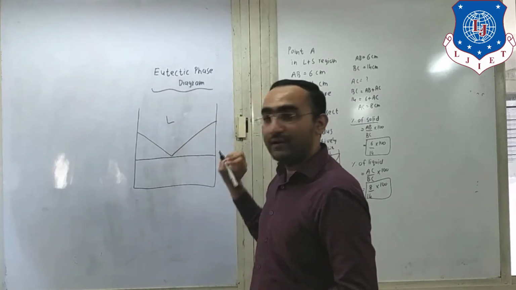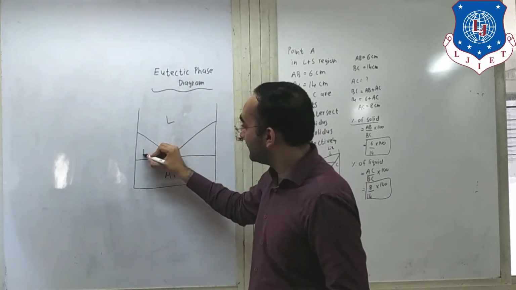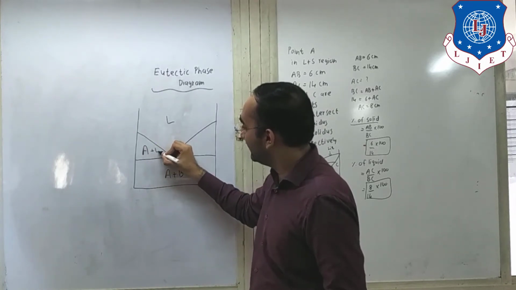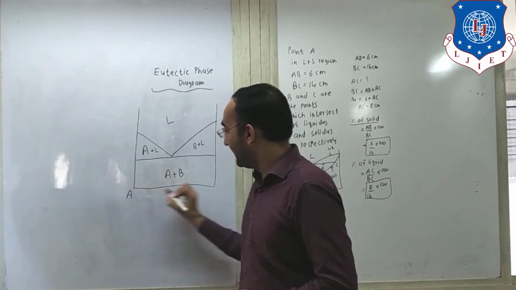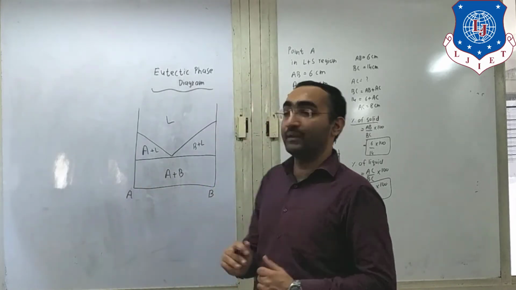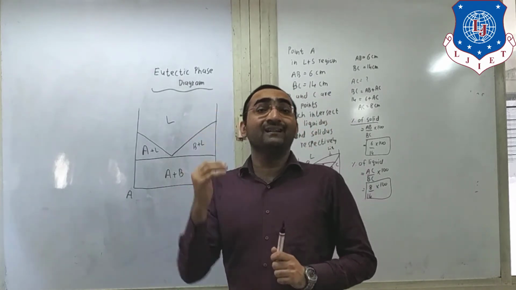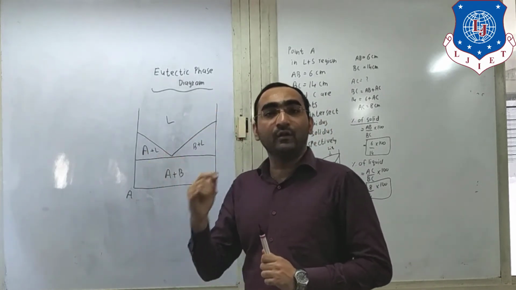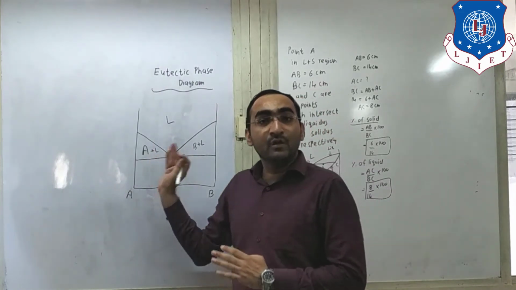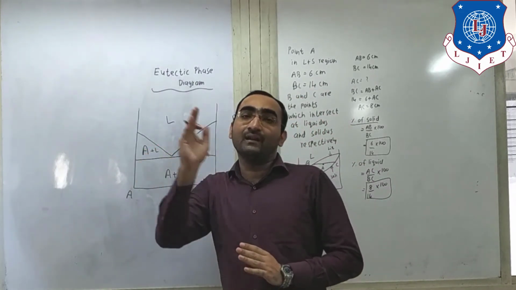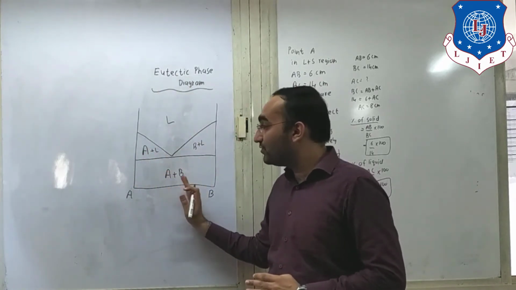There is a liquid over here. There is the region A plus B over here. Here there is metal A plus liquid. Here there is metal B plus liquid. Here there is A. Here there is B. So this is the standard diagram from the iron carbon diagram. If you recall it, you will find that this is the eutectic region, which occurs at 2% of the carbon. The liquid is converted into two solids.